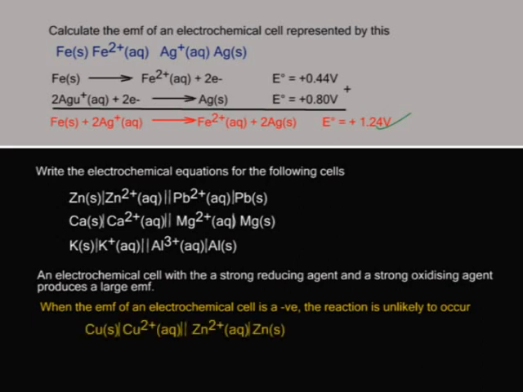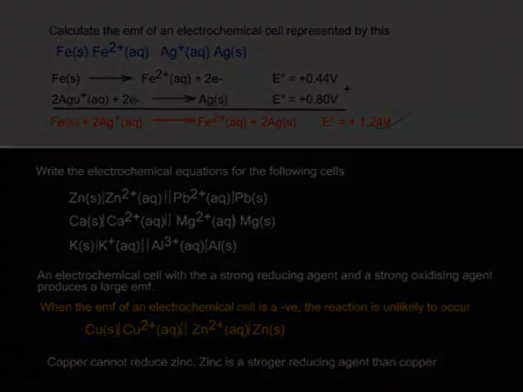Now, try this and see what you end up with. Copper and zinc cell. Now you realize copper cannot reduce zinc. Why? Because zinc is a stronger reducing agent than copper. If you calculate the EMF of this cell, you will see that it is negative, and therefore it is not possible for copper to reduce zinc. Now that is pretty much about the galvanic cell and the electromotive force. Next, we look at electrolytic cell and electrolysis.